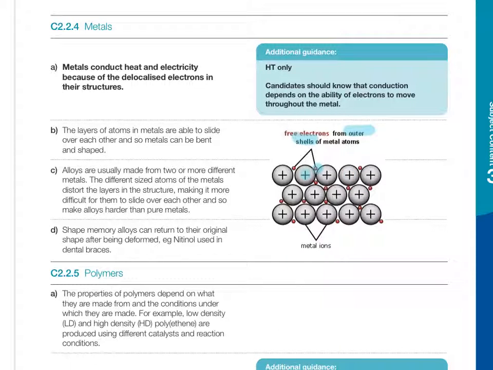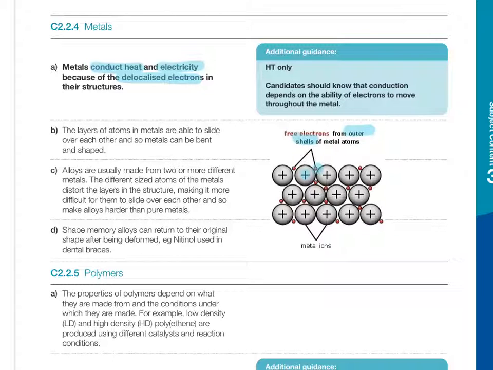Because the metals have these delocalized electrons, these free electrons, they can carry the charge, and that means that metals can conduct heat and electricity. So just like in your graphite where you had the free electrons, they're able to conduct heat and electricity. Same is true for your metals as well. In your ionic substances, it's the ions that carry the charge. Metals is electrons, ionic is ions.